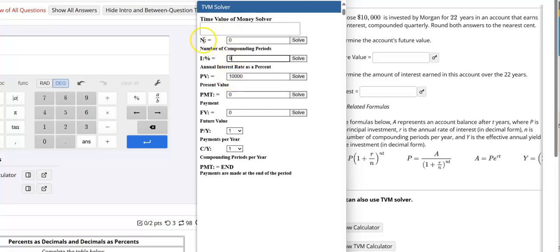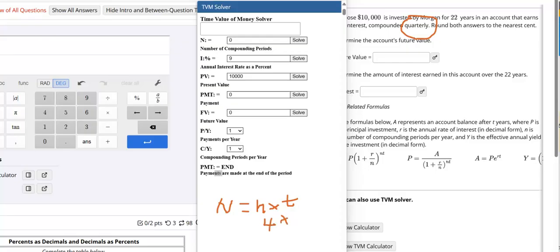Now you have uppercase N here. Uppercase N, the formula is lowercase n times t. Let me write it here: uppercase N equals lowercase n times t. Lowercase n here is quarterly, so lowercase n is 4. Time, you have 22 years. So this is going to be 88. 88 is going to be uppercase N, so I type 88 as the number in N.